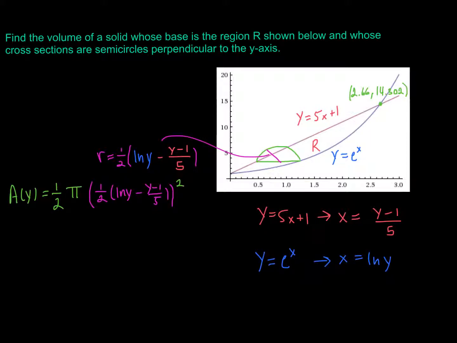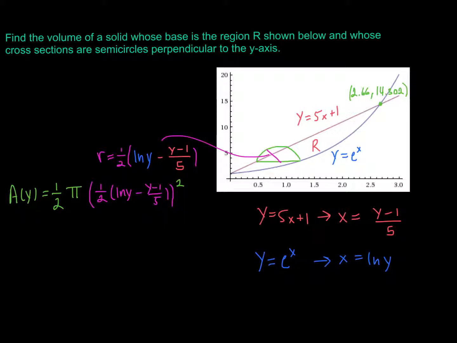Alright, so the area of a semicircle is going to be 1/2 pi r squared, so it's half the area of a full circle, and I know my radius length is this expression here, so it's going to be 1/2 pi times our expression for the radius squared. And now I know that the thickness of each of these cross sections is dy, since I'm going to be splitting my y-axis up into infinitely many pieces.